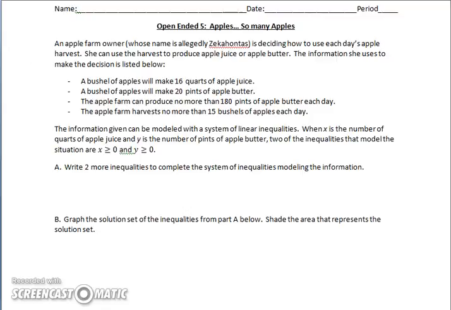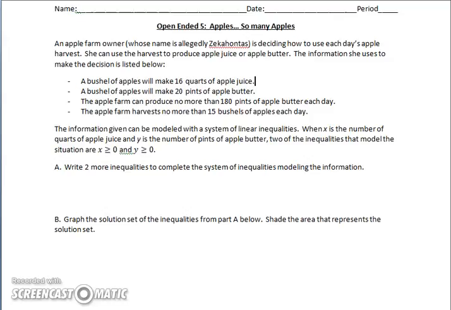It's telling you that x is greater than or equal to 0 and y is greater than or equal to 0. The reason for that is you can't possibly produce less than 0 quarts or pints of apple juice and apple butter. If you decide not to make any, it's 0. It's not less than 0, it's just 0. So you can't go less than that. So what that's really saying is that we're in the first quadrant. Okay? But it says write two more inequalities to complete the system of inequalities modeling the information.